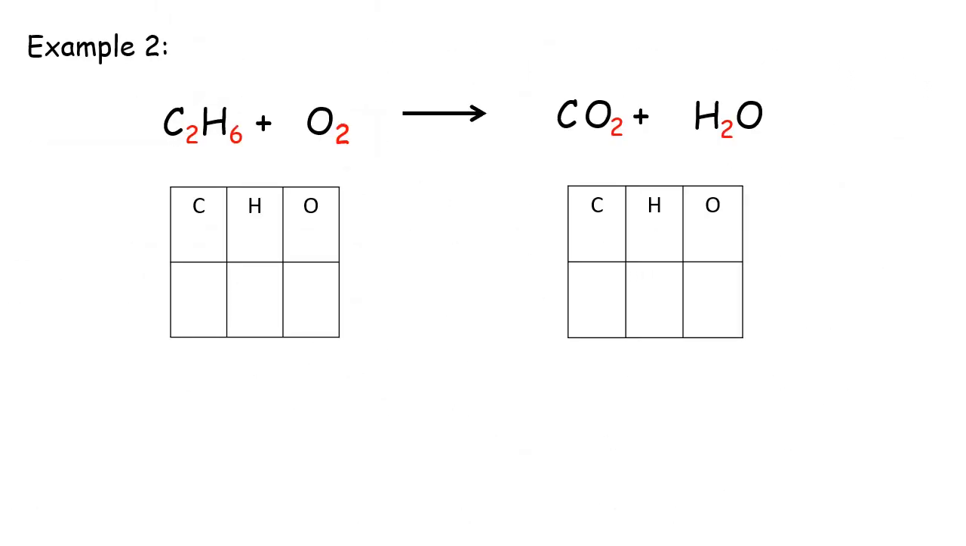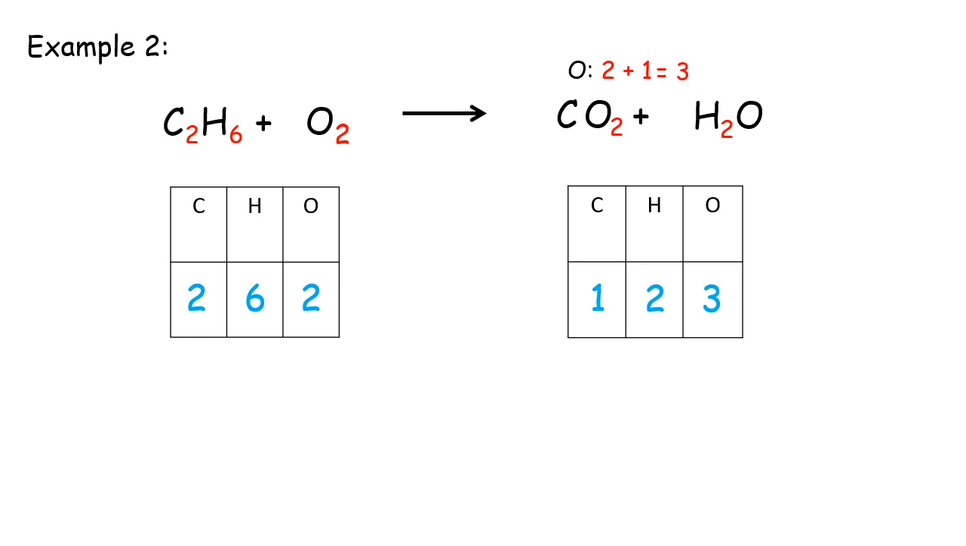In our second example, we have 2 carbon, 6 hydrogen, and 2 oxygen atoms on the reactant side. And on the product side we have 1 carbon, 2 hydrogen, and 3 oxygen atoms. There are 3 oxygen atoms on the product side because carbon dioxide has 2 oxygen atoms, and water has 1 oxygen atom. Adding the 2 gives us a total of 3 oxygen atoms.